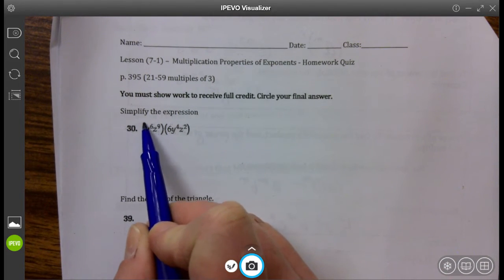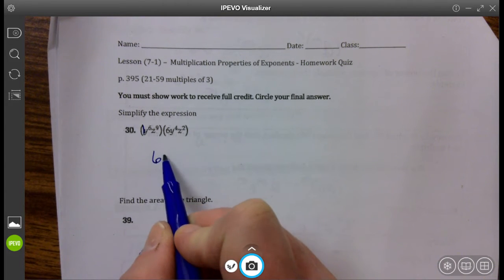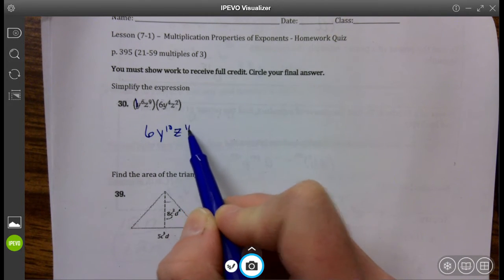First one, there's nothing in front of the y, so let's just call it a 1. 1 times 6 is 6. Y to the 6th, y to the 4th is y to the 10th. And then it'd be z to the 11th.